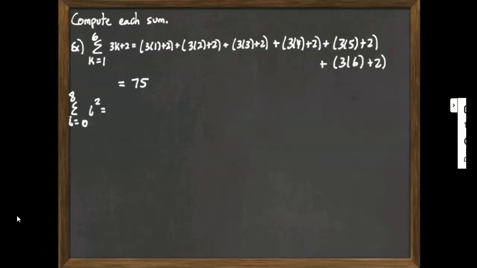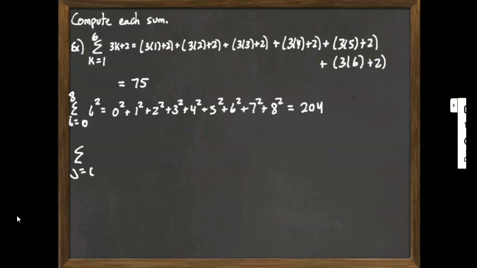As a second example, consider the sum as I goes from 0 to 8 of I squared. So this time our lower limit starts at 0, and we're going up to 8. So that would be 0 squared, plus 1 squared, plus 2 squared, plus 3 squared, plus 4 squared, plus 5 squared, plus 6 squared, plus 7 squared, plus 8 squared. We'd add all of those up, and when we do, we'll get 204.